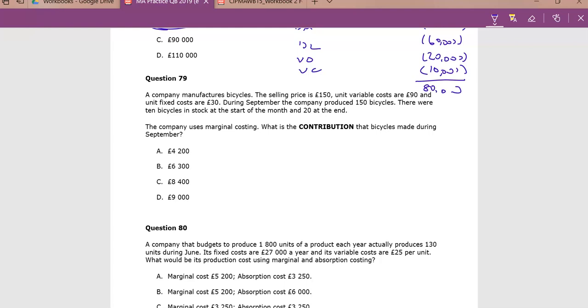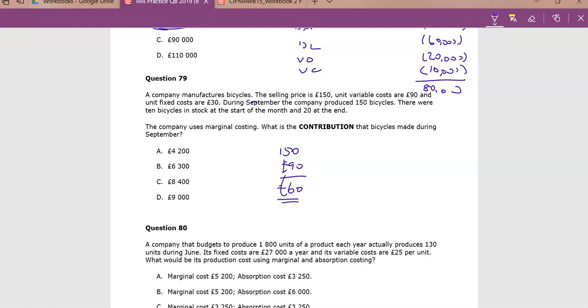Then let's look at what's going on over here. This company manufactures bicycles. The selling price is 150. Now we have some movement with opening inventory and closing inventory. I recommend you find the contribution first per bicycle. You're selling each for £150, the unit variable cost is 90, and so your contribution is £60 on each bicycle.